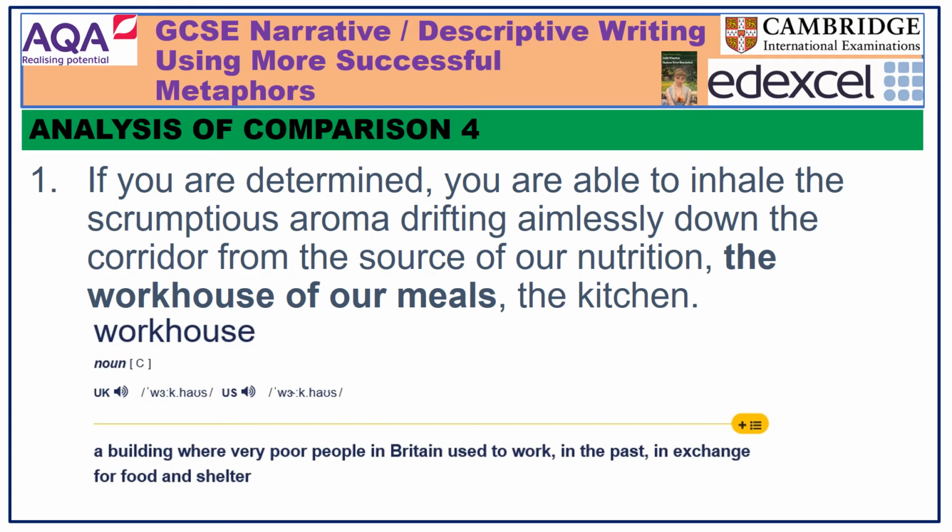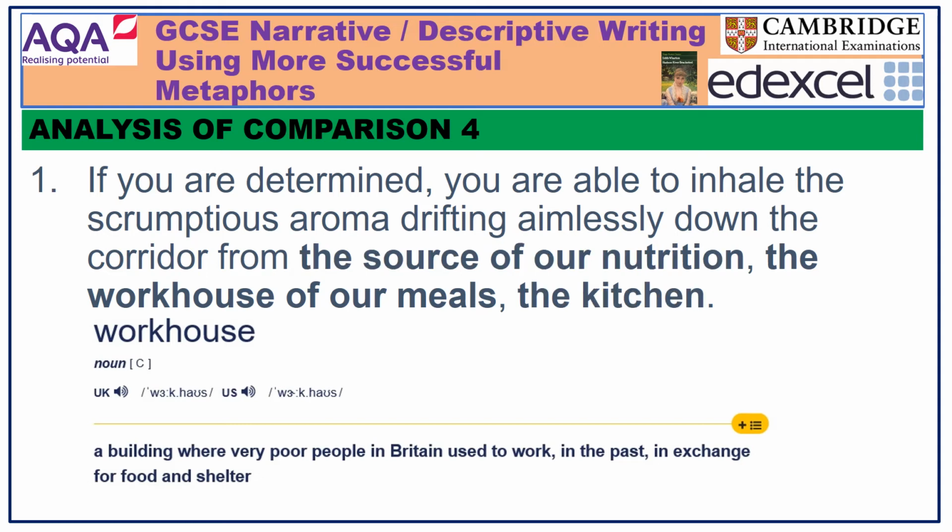Well, my problem is that I find the sentence as a whole slightly confusing and clunky. The metaphor is positioned towards the end of the sentence as the object. However, there are three objects: the source of our nutrition, the workhouse of our meals, the kitchen. We know what the writer is trying to do here, but is the sentence and meaning sufficiently clear?